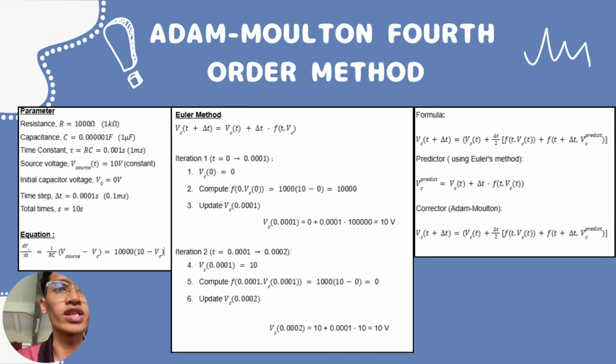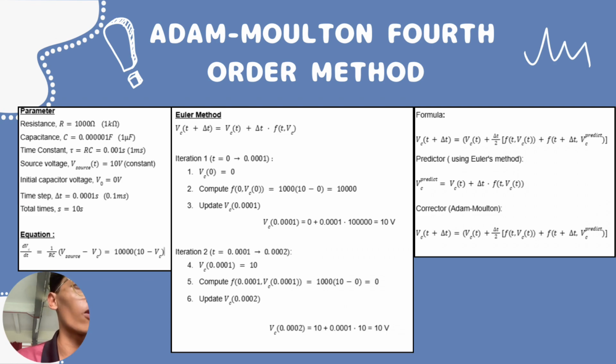First, we start with the parameters: resistance, capacitance, time constant, source voltage, initial capacitor voltage, time step, and total time. The formula is dV over dt equal to 1 over RC times (V source minus VC), which equals 10,000 times (10 minus VC). So the first step is the Euler method. By using its formula, we can get iteration 1. When we get iteration 1 as 10 volts, then we can get iteration 2, which will give us 10 volts too.